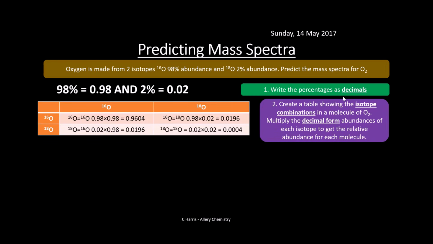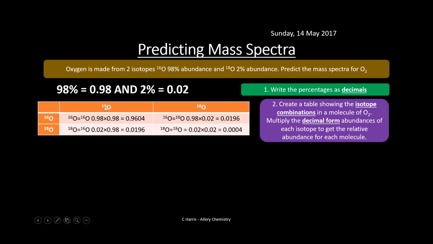So what we're doing is writing the percentages as decimals. Then what we need to do is create a table showing the isotope combinations of them in a molecule of O2. And we're going to multiply the decimal form abundances of each isotope to get the relative abundance for each molecule. Alright, so what we're doing is we're looking at the different combinations. Remember, O2 is two lots of oxygen, but oxygen comes in two isotopes. We've got oxygen 16 and oxygen 18.